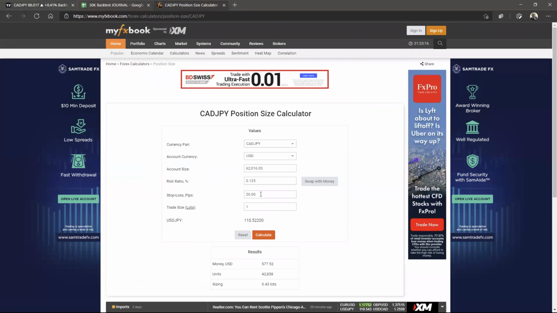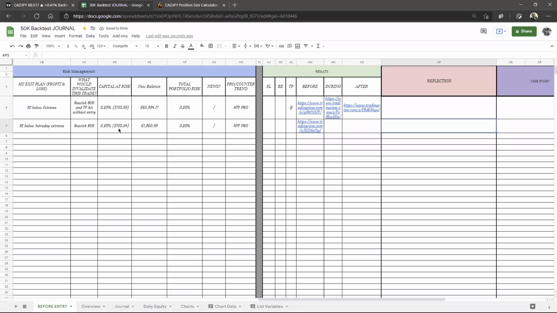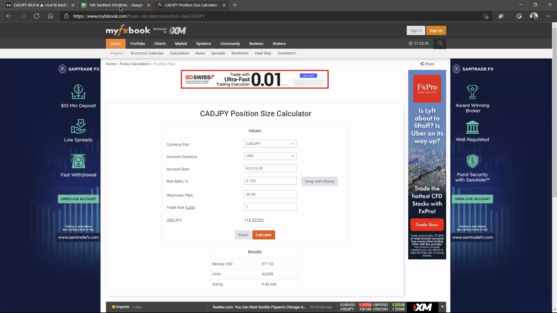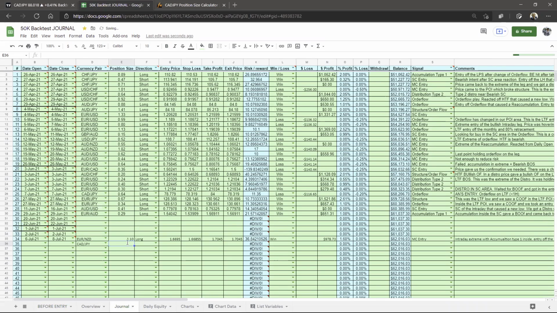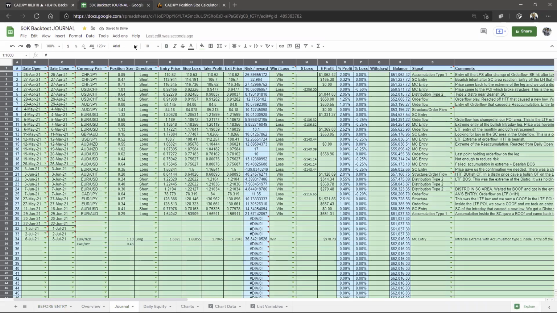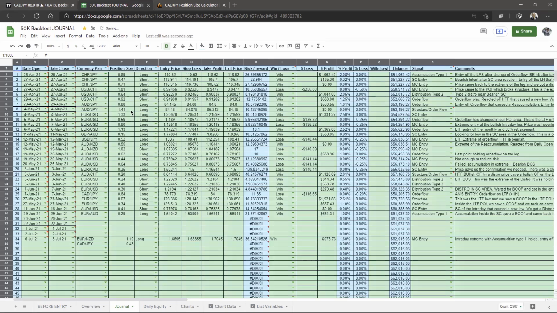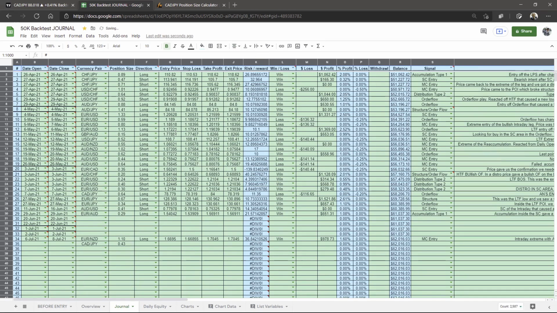Okay, hold on. So entry one, we put CAD J, entry one told us to enter with 0.43. Okay. And that was a long.